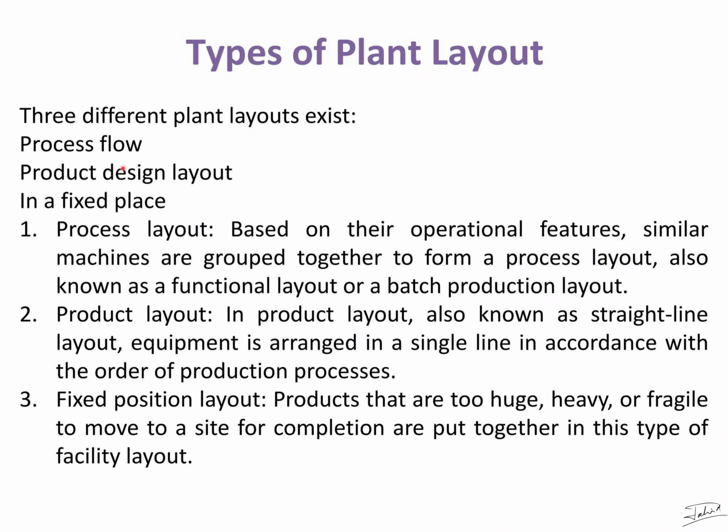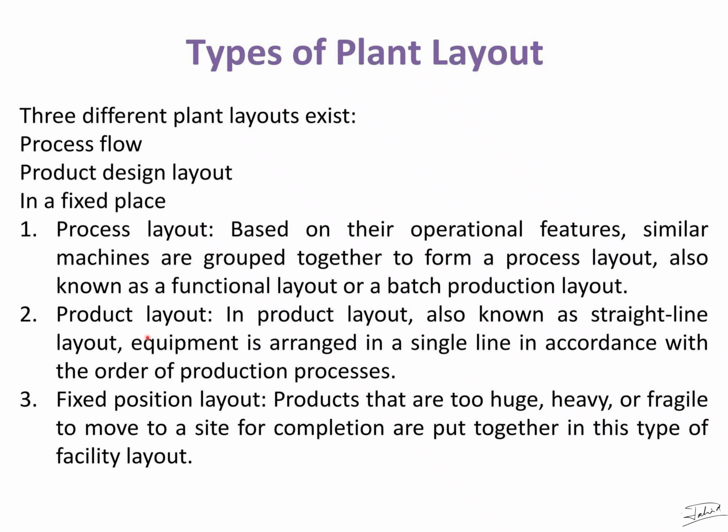So there are different types of plant layout design, like process layout, product layout, fixed position layout. In process layout, as the name suggests, based on their operational features, similar machines are grouped together to form a process layout, also known as functional layout or a batch production layout. For example, the compression machines and the coating machines are arranged together, then the blending machine and drying machine are arranged together. So it is based on the process. And for parenteral products, the sterilization machine differs from the tablet production machines, so it is kept in a different area.